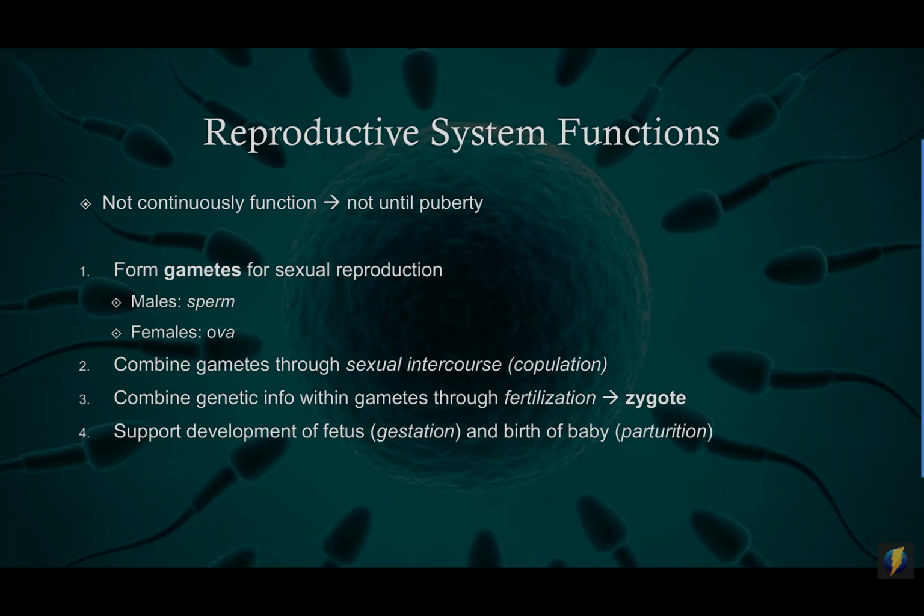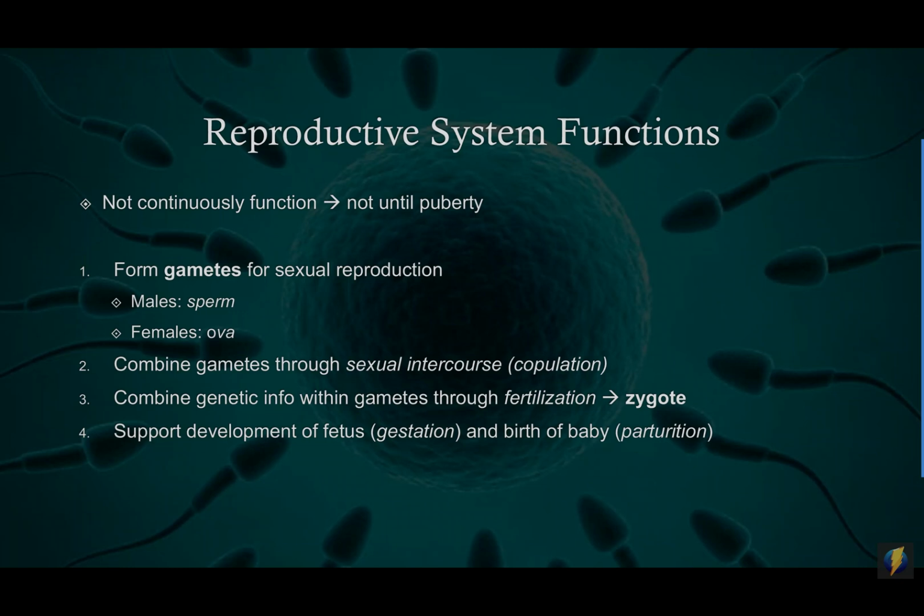And then once we have our sex cells, our eggs and our sperm, we combine them, right? The sperm fertilizes the egg. That process is sexual intercourse or copulation, and there are reproductive organs that help us do that as well. And then most of the rest of this takes place in the female body. So we get the formation of a zygote when the sperm fertilizes the egg. That's fertilization. We combine the genetic material there.